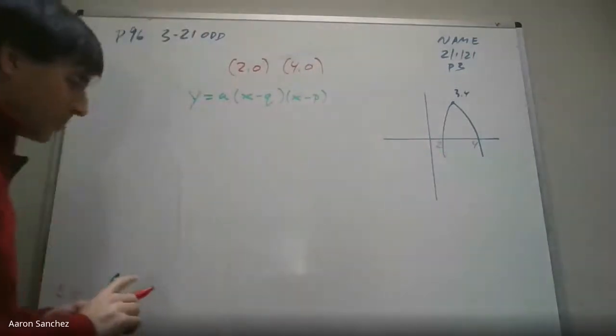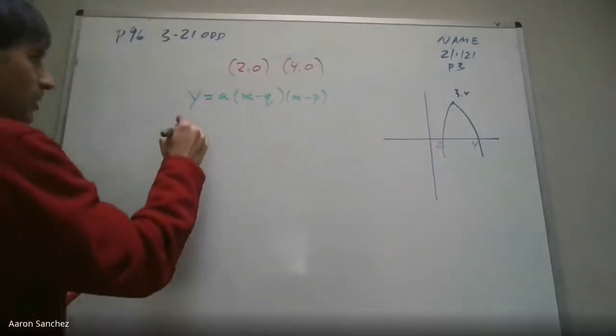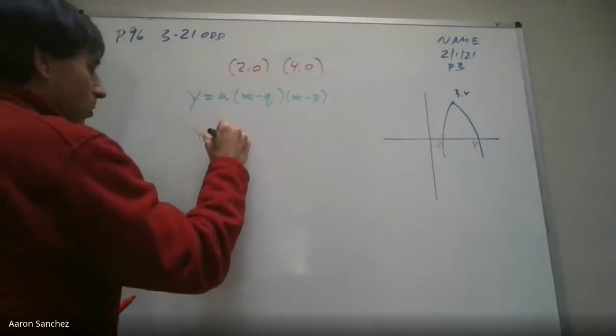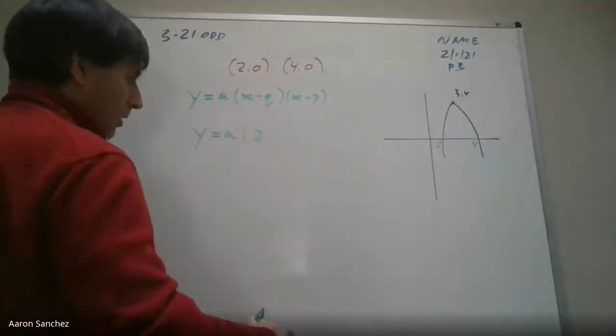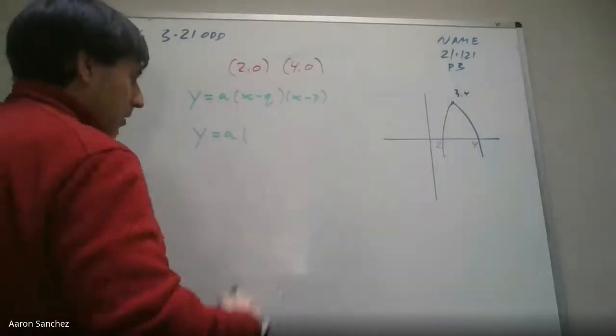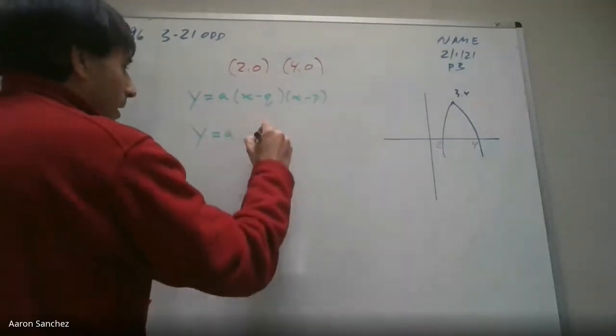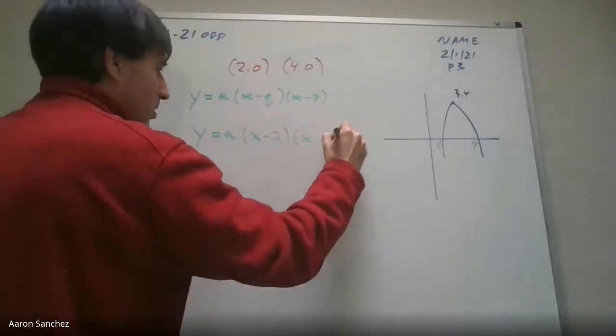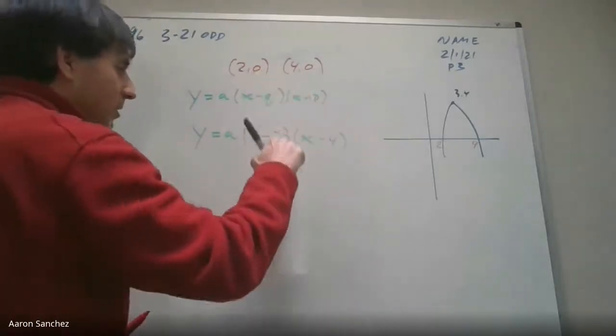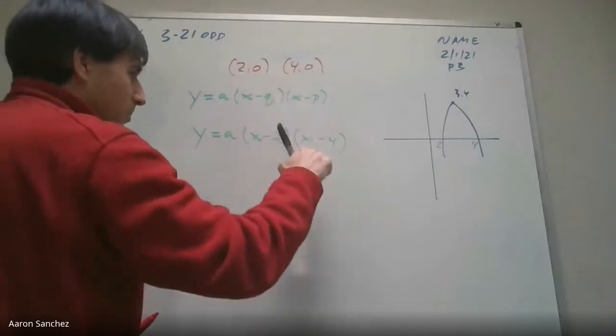(2, 0), (4, 0). So that means my equation is going to be y equals a times... I'm sorry, not 2. Sorry. x minus 2 times x minus 4. If these are positive, these are negative. These are negative, these are positive.